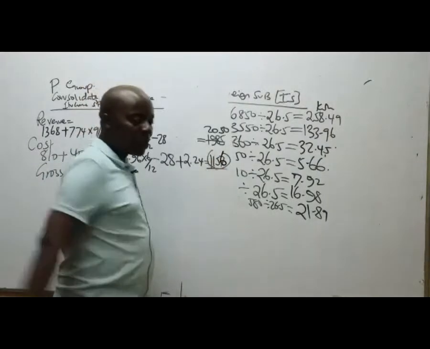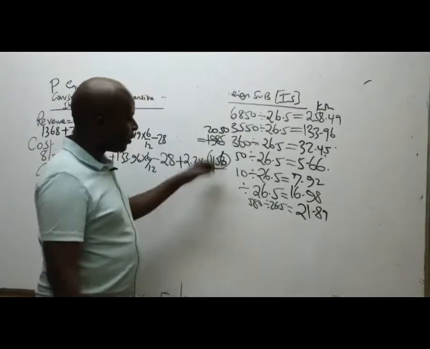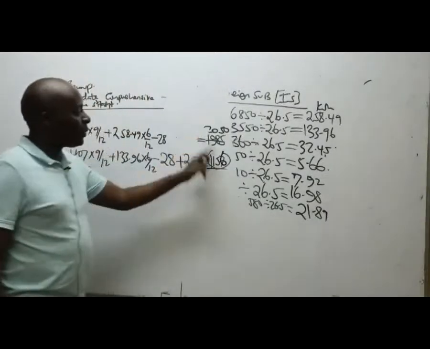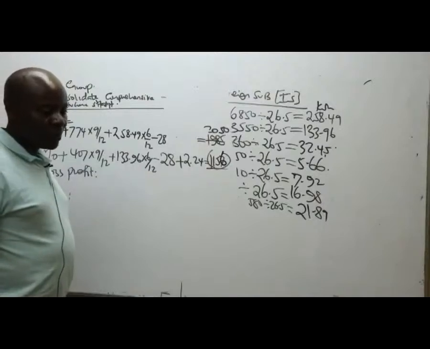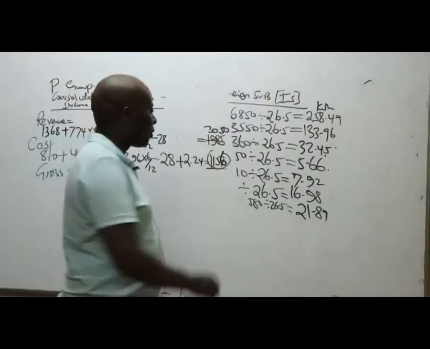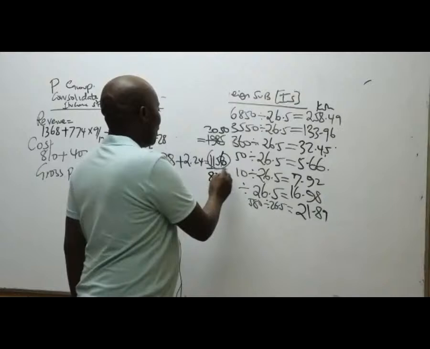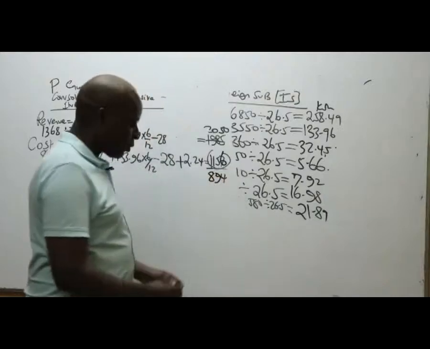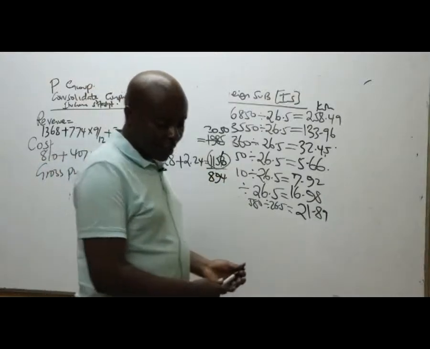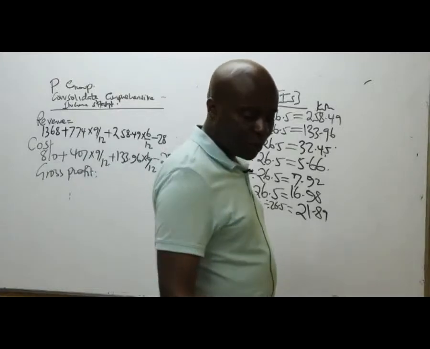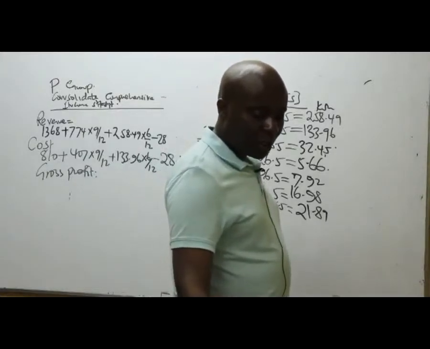Now go ahead and subtract. You take this minus this. Gross profit is 894. Thank you very much. Now, ladies and gentlemen, after gross profit, go ahead and subtract the other expenses.